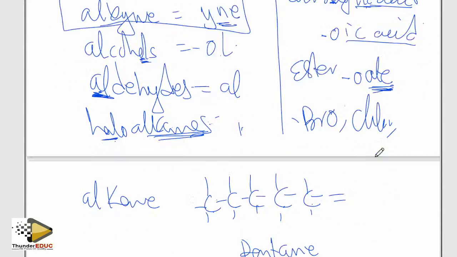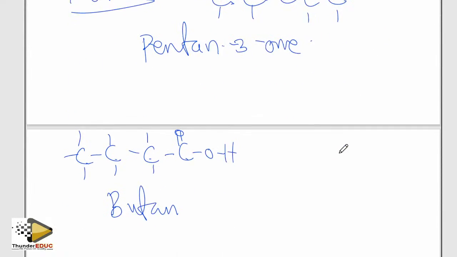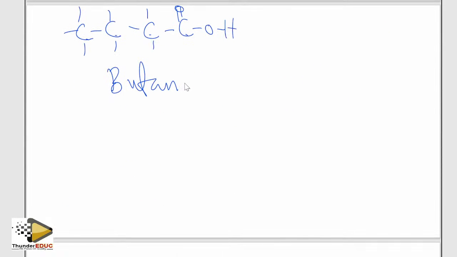And now remember it is ending with oic acid. Therefore, I'll just add butan and then I add oic acid. So it becomes butanoic acid. I think I'm clear there. Then after that, we have esters.